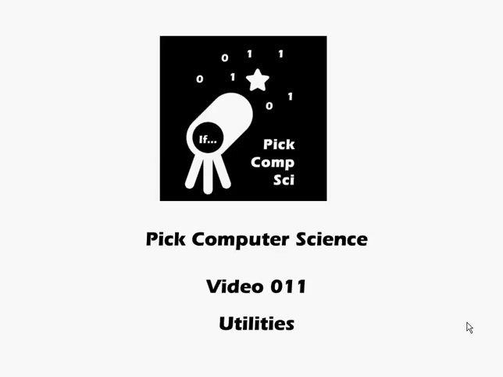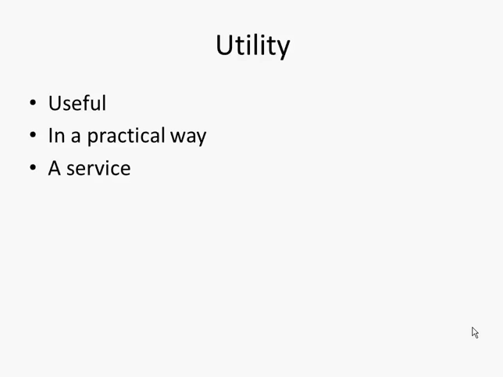This is PIC Computer Science video number 11, looking at utilities. If we try and define the term utility in general, we might say a utility is something that is useful in a practical way and might be something such as a service.